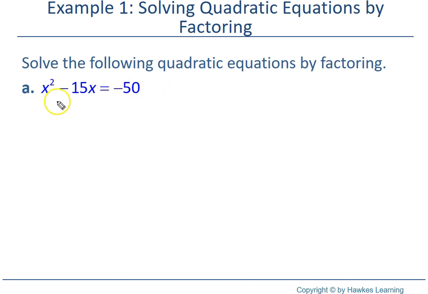So one of the first things we are to do is to put an equation in standard form. So that would be x squared minus 15x. Take our negative 50, bring it to the other side as a positive 50, and then equal that to 0. So this is the quadratic equation in standard form. And now we're going to factor it.